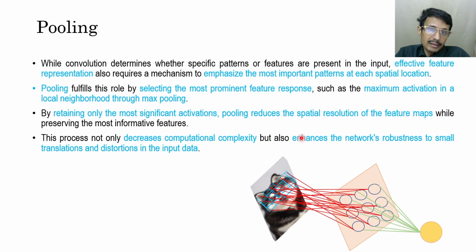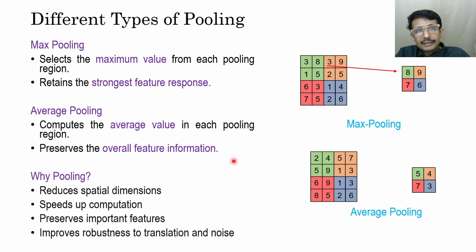We'll see later how this pooling procedure gives some sort of translation invariance in this kind of processing of images. Now let's try to understand the different types of pooling: max pooling, average pooling, and why pooling is required at all. First we'll start with max pooling.